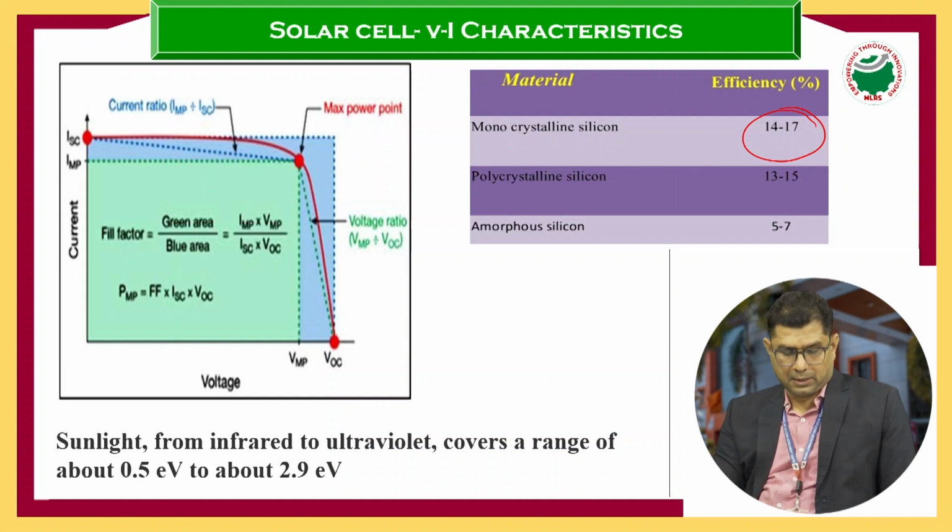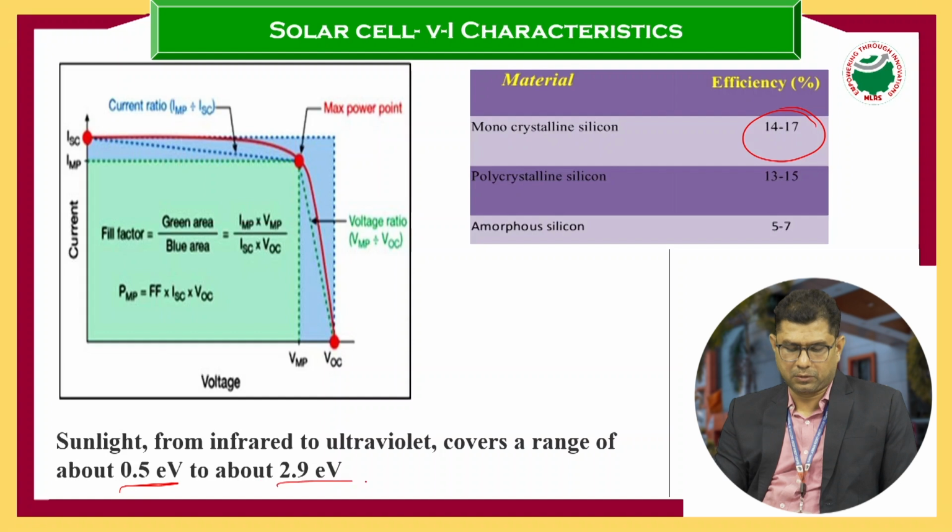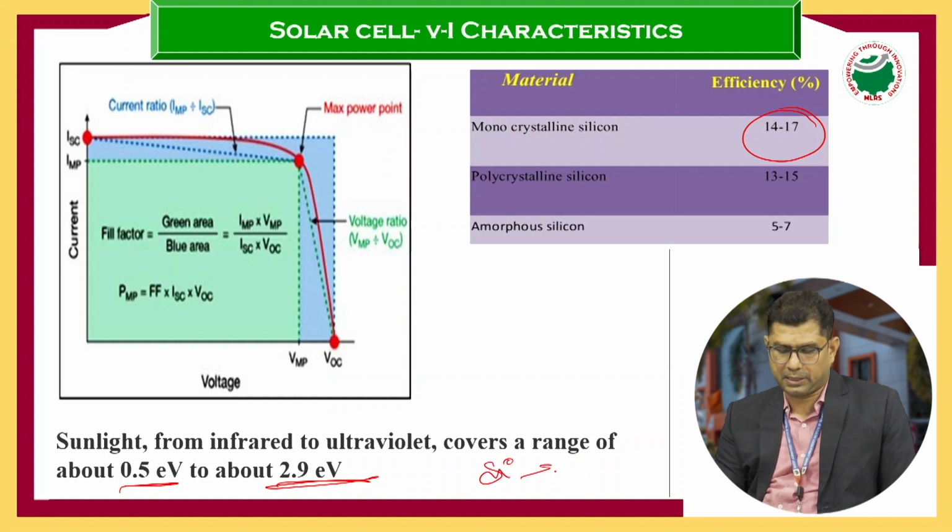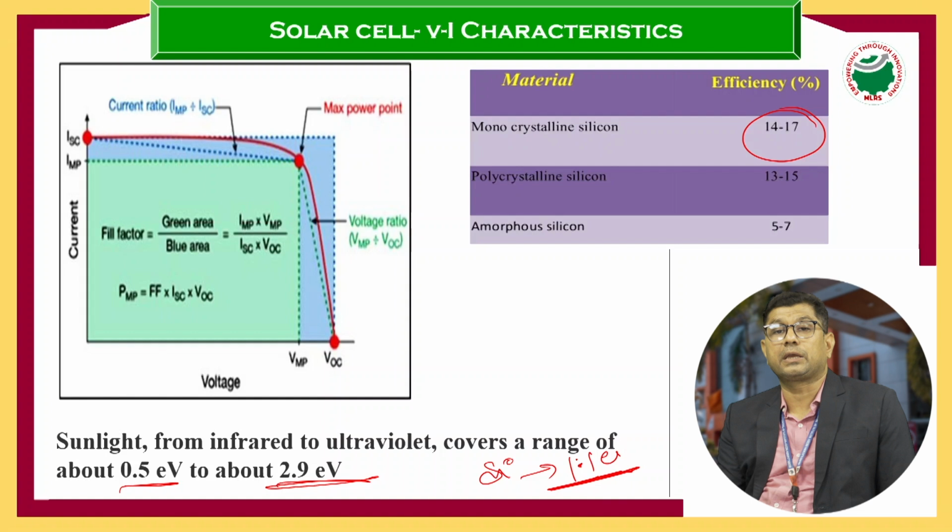The spectrum of sunlight has a range of 0.5 electron volts to 2.9 electron volts. But here we are using silicon, and the silicon energy gap is 1.1 electron volts. So only photons having energy in this range are converted into electron hole pairs. All the remaining photons vanish because their energy is not sufficient to create electron hole pairs. So this is about the VI characteristics of the solar cell.